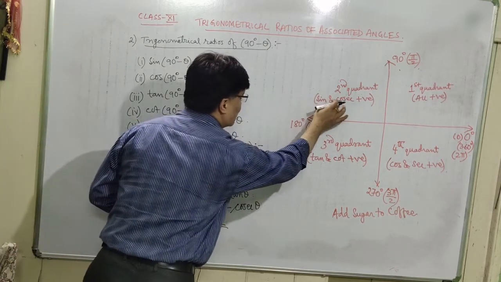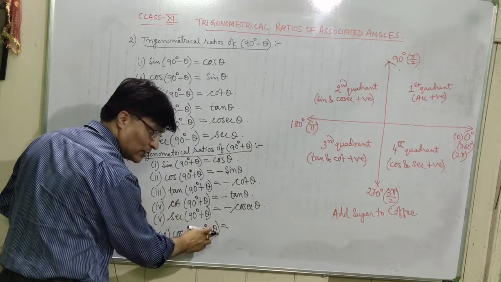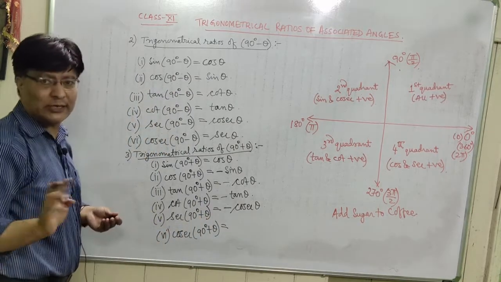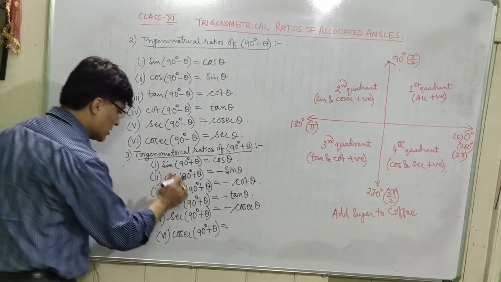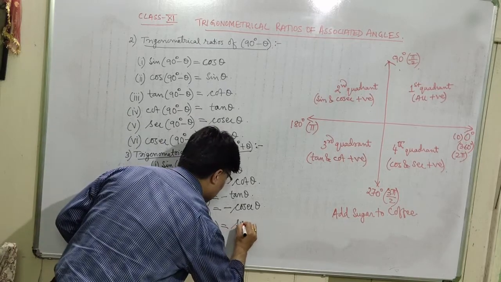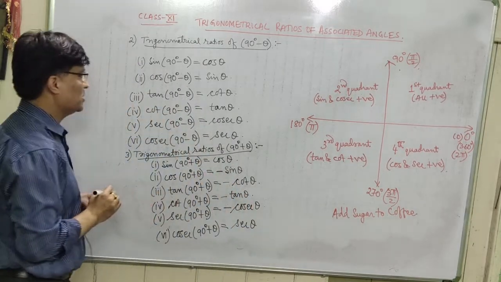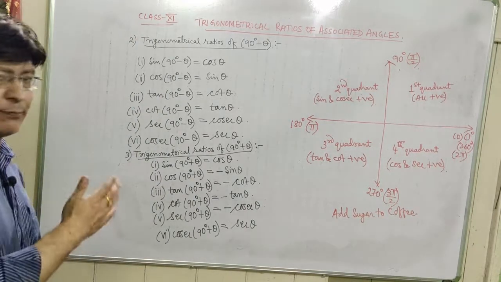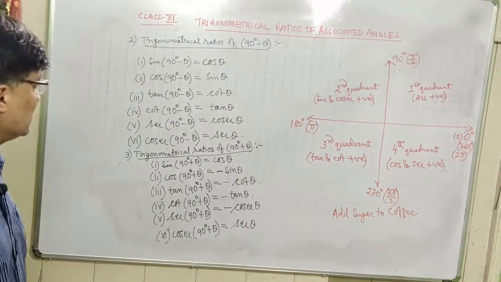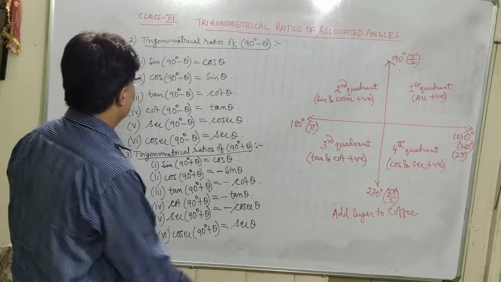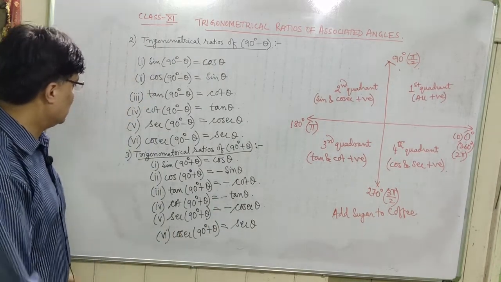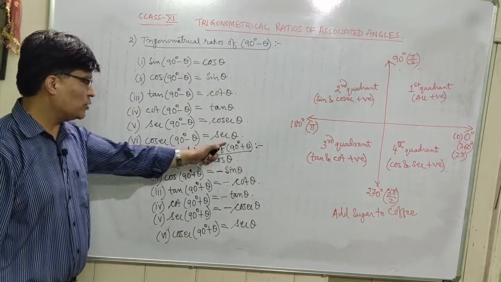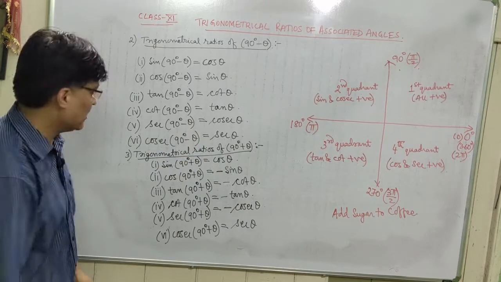And last one, what is cosec 90 plus theta? It lies in the second quadrant. Cosec is positive in the second quadrant, so it is plus sign. Plus sign usually we don't write. So cosec 90 plus theta is sec theta. So this is the formula. You can pause the video and copy it. So these are all about your trigonometrical ratios of 90 degree plus theta.